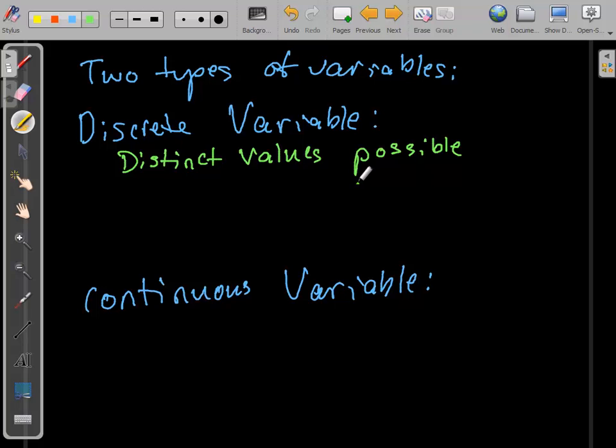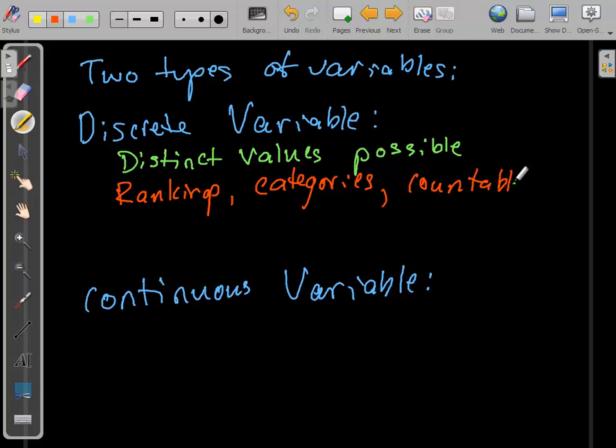Okay, so an example would be maybe rankings, because you can't rank 1.5. You're either first or you're second or you're third or you're fourth. It could also be categories, but it could also be something that's countable. Maybe I'll just say that, countable items. In other words, I have 5 apples, or I have 22 apples, and I suppose you could have 22.5 apples, but let's not go that route. Let's just say whole items, right?